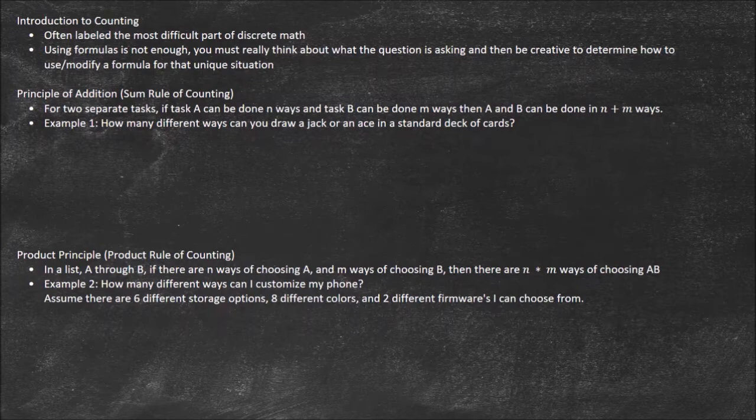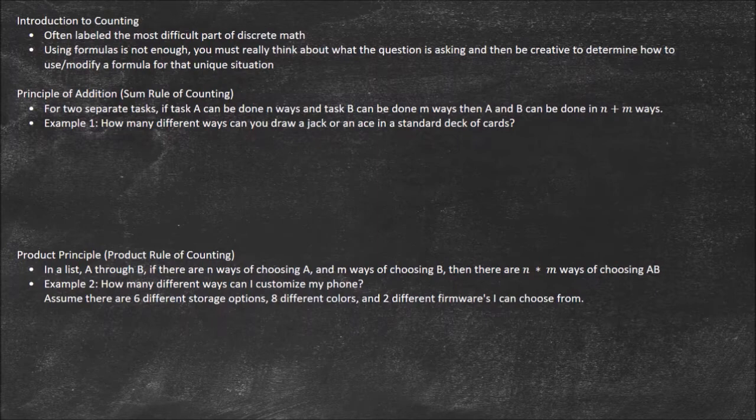So first, the principle of addition. This is called the sum rule of counting. And the official definition is: for two separate tasks, if task A can be done in n ways and task B can be done in m ways, then A or B can be done in n plus m ways. So just look at an example. There's no real point to stick around on that definition.